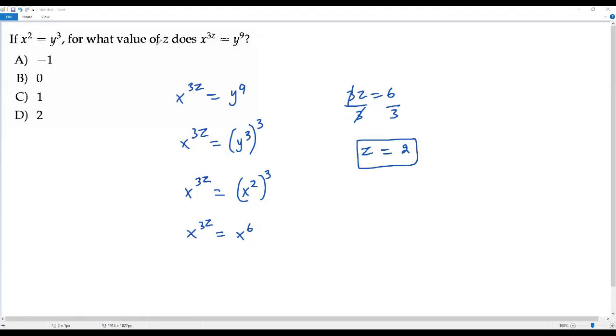That is, when z equals 2, x to the power of 3z and x to the power of 6 will be equal. And we find this value 2 in answer choice D. The correct answer choice for this question is D.